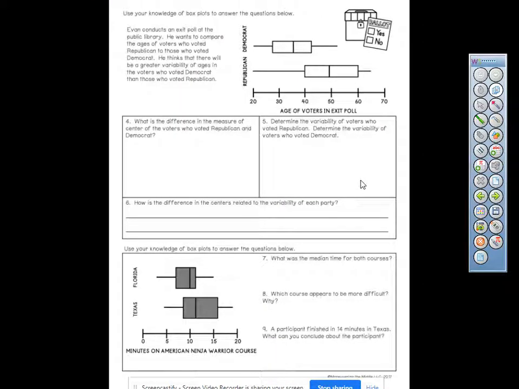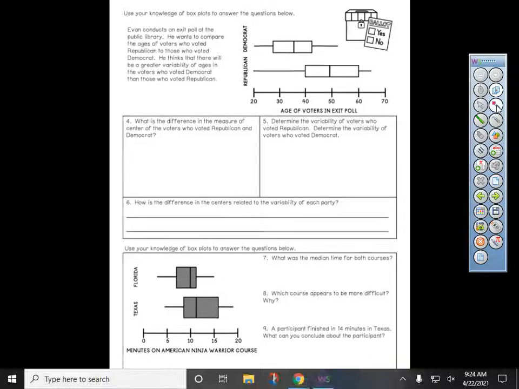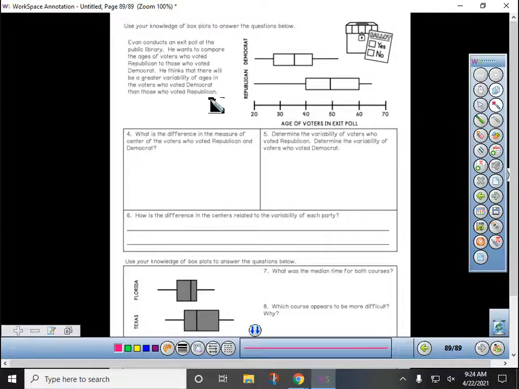Use your knowledge of box plots to answer the questions below. Evan conducts an exit poll at the public library. He wants to compare the ages of voters who voted Republican to those who voted Democrat. He thinks that there will be a greater variability in the ages of the voters who voted Democrat than those who voted Republican. Number 4, what is the difference in the measure of the center of the voters who voted Republican and Democrat? Well, Republican is what?